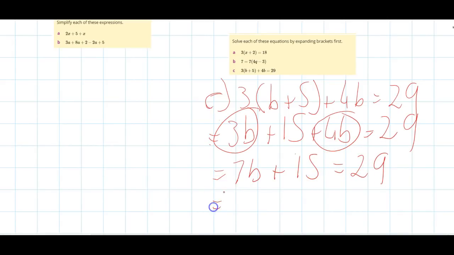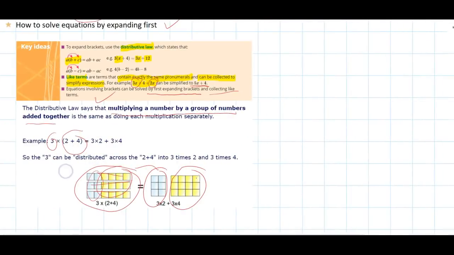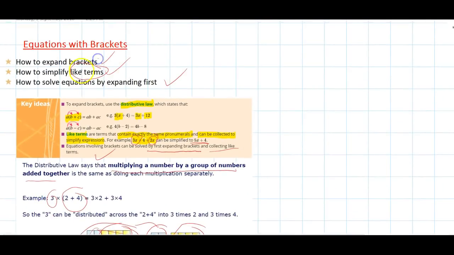And then I can simply go through now my process of working out how to solve this. So I'm going to minus 15 from this side, minus 15 from this side. Therefore 7b will equal 14. If I've timesed by 7 here, I need to divide by 7 both sides. Therefore b equals 2. So check that you understand the following things: that you can expand brackets, you can simplify those like terms, and then you can solve equations by expanding and then simplifying.